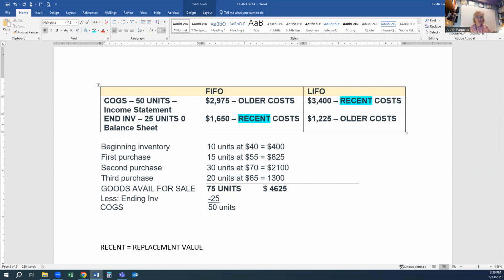So when you're using LIFO, your income statement costs are more representative of what you're going to be paying going forward. But your balance sheet inventory costs are old. Okay. On using FIFO, your balance sheet is more representative of replacement costs. It's more current costs, and your cost of goods sold are older. So there's always going to be a trade-off. Do you use FIFO? Do you use LIFO? Most companies prefer LIFO.